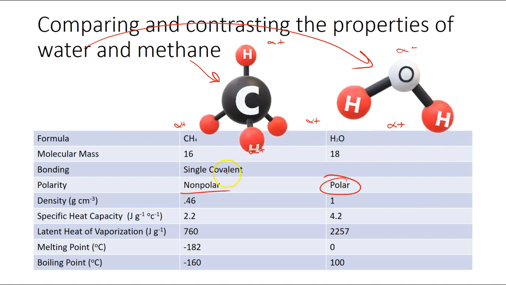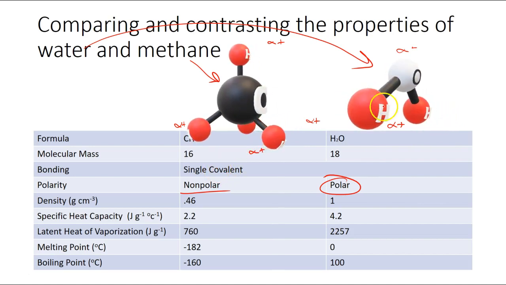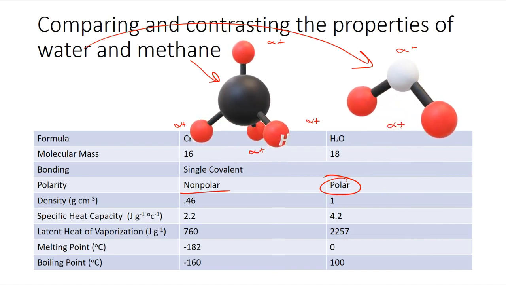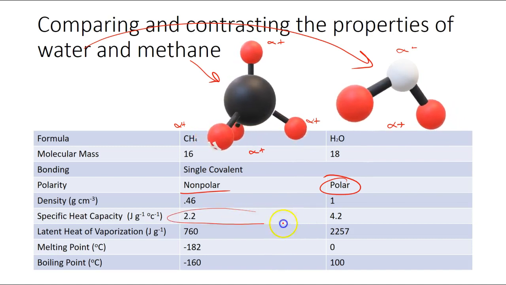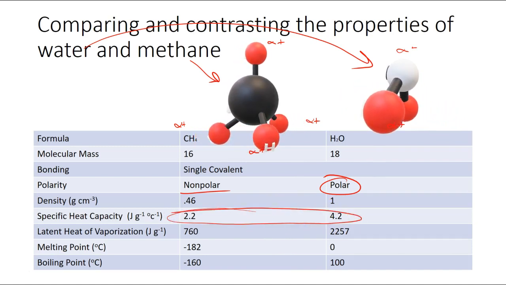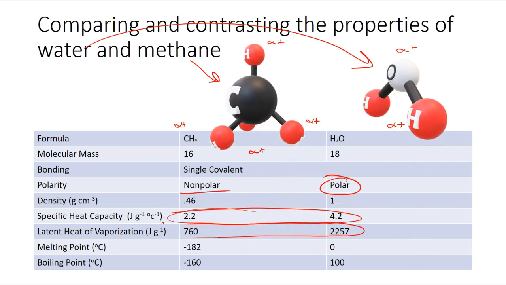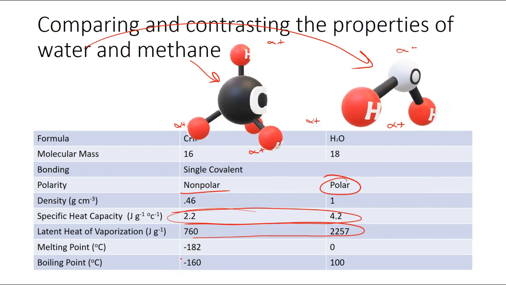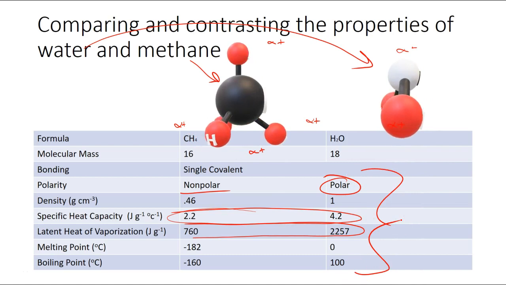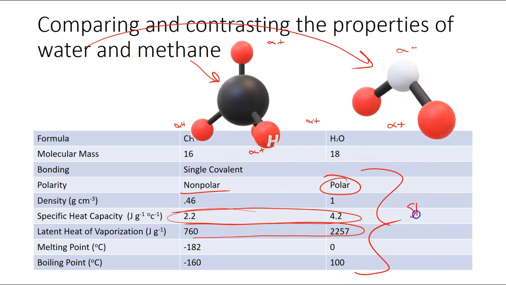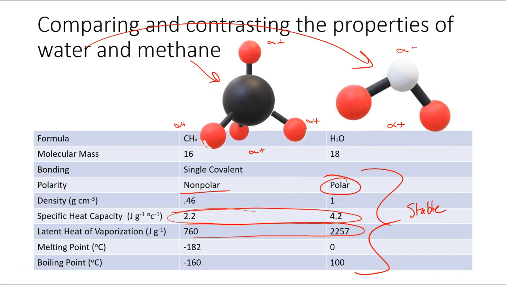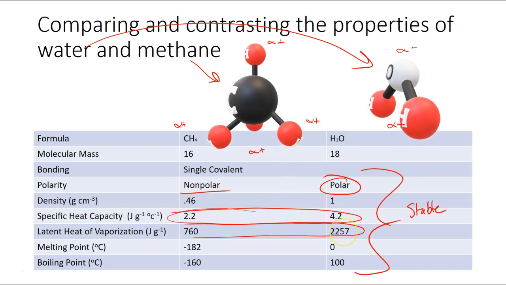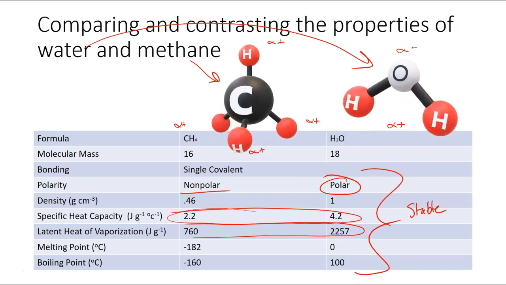Okay, they're both bonded with single covalent bonds. The hydrogens are bound by a single covalent bond. They have a slightly different specific heat capacity, which is really, really important to key in on. They have a very different latent heat of vaporization, and notice they have very different melting and boiling points. But basically, all of these within water point to a very stable molecule that is very good at absorbing a lot of heat. Methane, not so much.